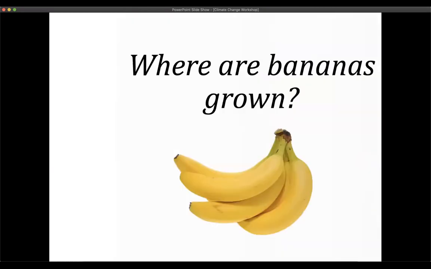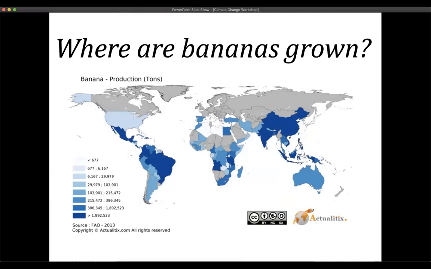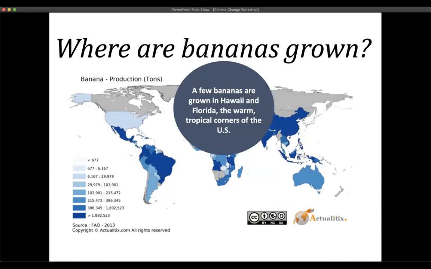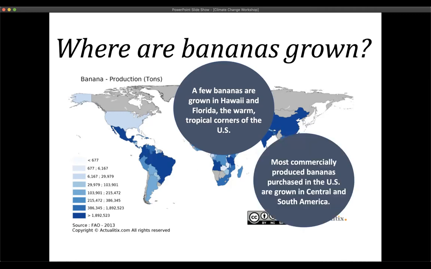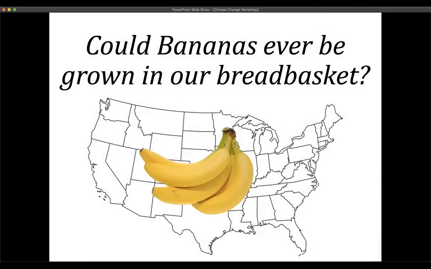Now, most of us probably know that bananas are grown in tropical corners of the world. Here's a map for you. There are a few places that bananas are grown in Hawaii and Florida, but commercially, all of our bananas come from mostly Latin and South America. So do you think bananas could ever be grown here?